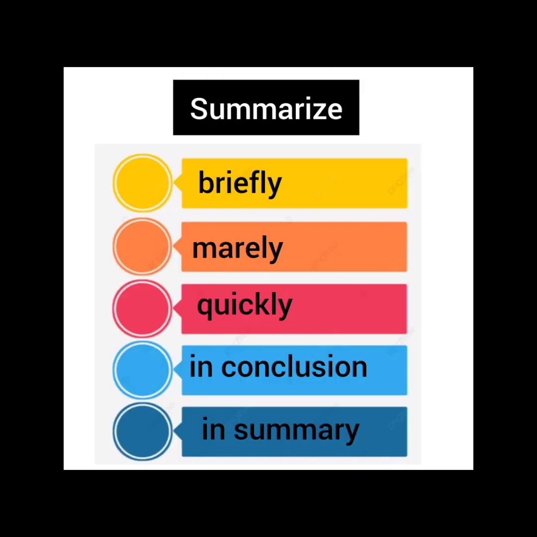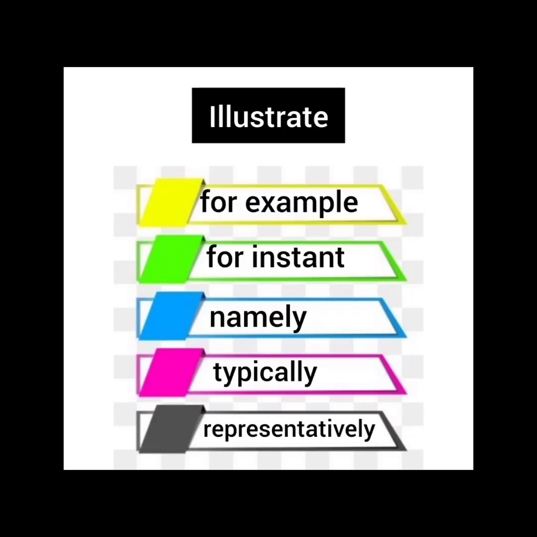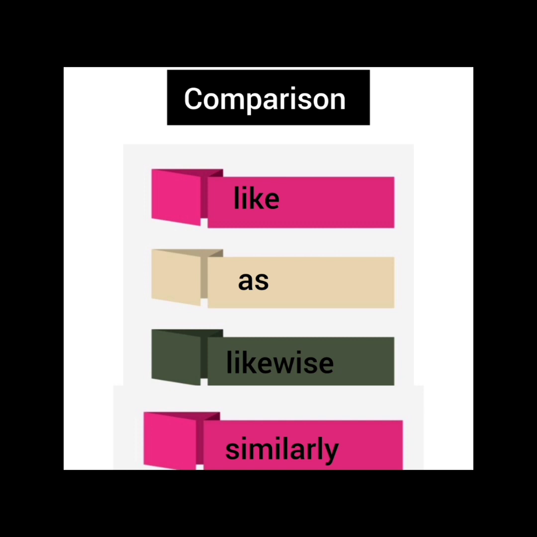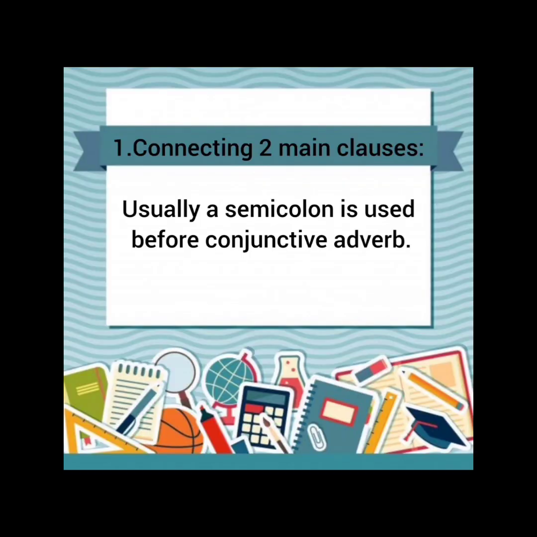Then next, for summarizing, we have different conjunctive adverbs, that is briefly, merely, quickly, in conclusion, in summary. Then for illustration, for example, for instance, namely, typically, representatively. Then conjunctive adverbs for comparison are like, as, likewise, and similarly. Now let me explain the definition, that how conjunctive adverbs are used for connecting two main clauses.